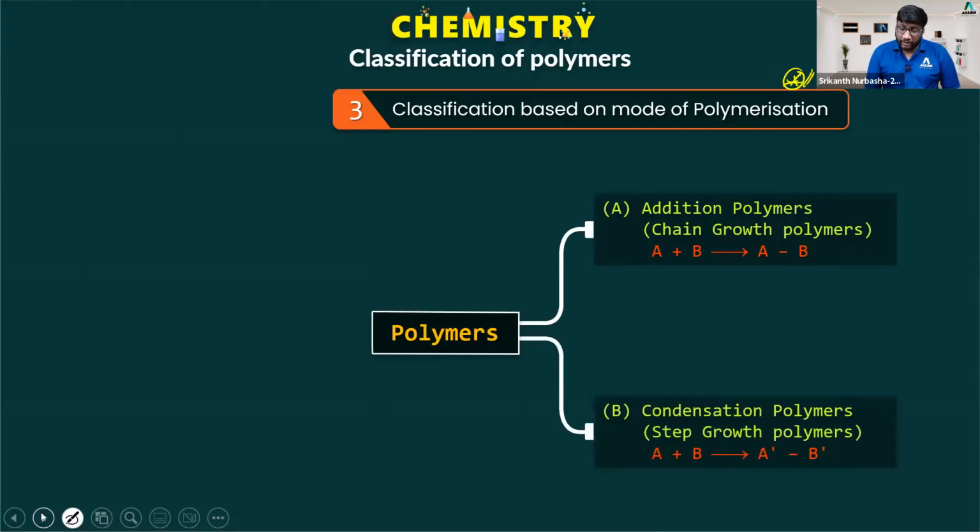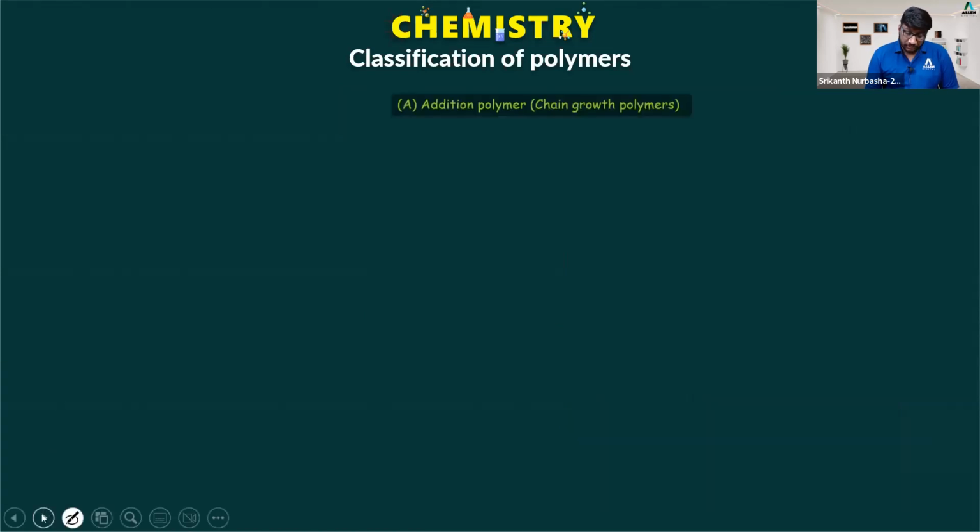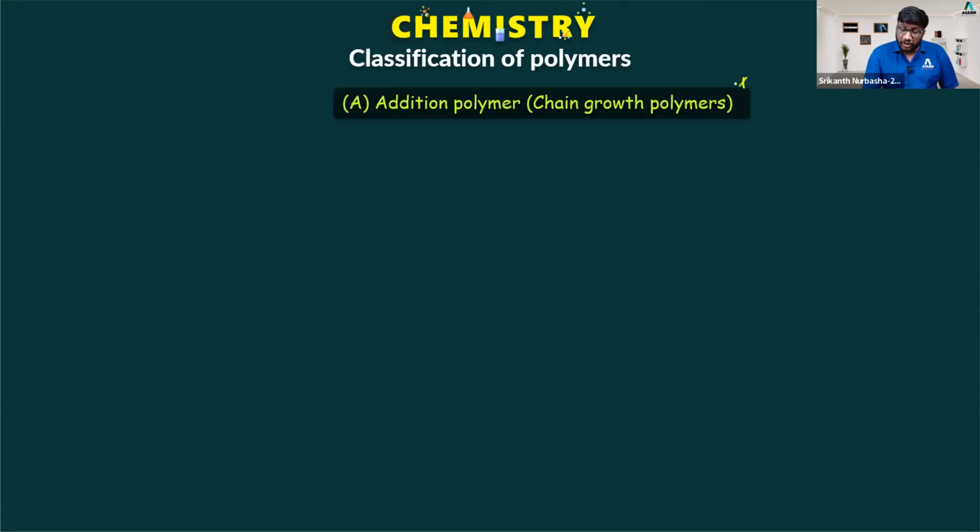Polymers have been classified based on the mode of polymerization, that is addition polymerization as well as condensation polymerization. The polymers obtained by addition polymerization are called addition polymers. Polymers obtained by condensation polymerization are called condensation polymers. Addition polymerization is also called chain growth polymerization, and the polymers chain growth polymers. Condensation polymerization is also called step growth polymerization, and the polymers step growth polymers. Right?